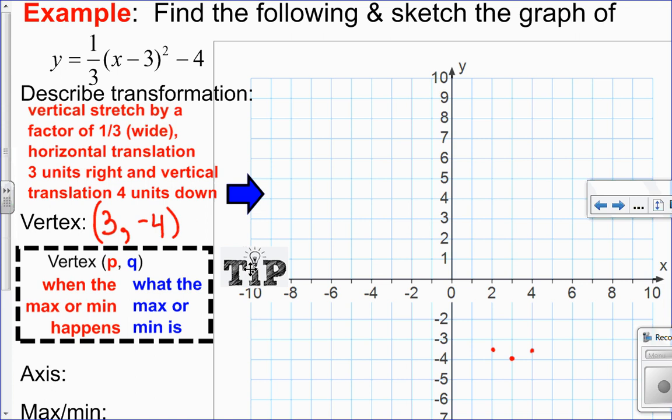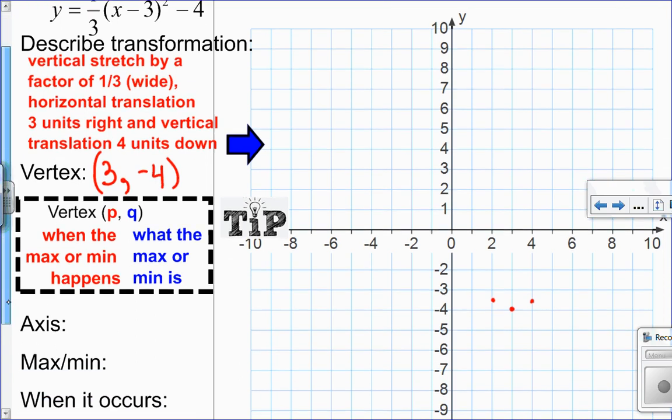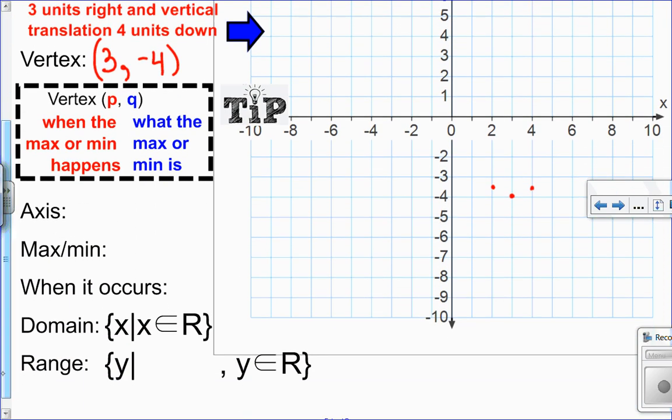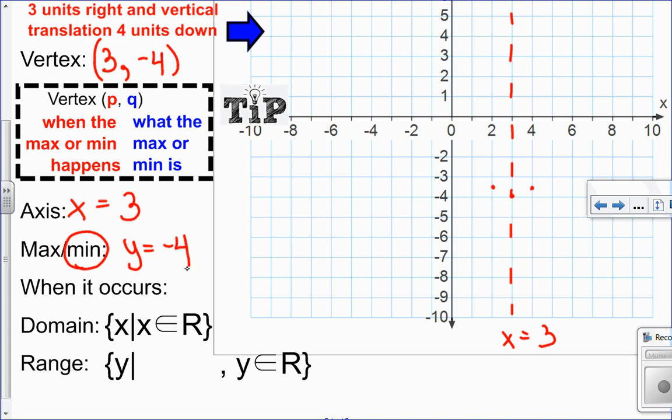So remember, vertex is your P and Q. Now the P value tells you when the max or min happens. The Q value tells you what the max or min is. Okay, axis of symmetry, remember that is that vertical line that passes through the x coordinate of the vertex. So it would be something like this. It's the line that splits it into symmetrical halves, and I'll just label that as 3. Max or min, I know this graph opens up, so it has a minimum, and that minimum is at y equal to -4. Now, the minimum occurs when x equals +3.